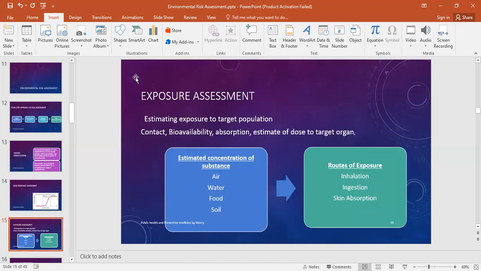Exposure assessment. In exposure assessment, we basically estimate the exposure to a target population, the contact of exposure, bioavailability, absorption of that exposure, and estimate of a dose to a target organ. Different concentrations of a substance are estimated in air, water, food, and soil, along with the route of exposure. The routes of exposure are inhalation, ingestion, or skin absorption.